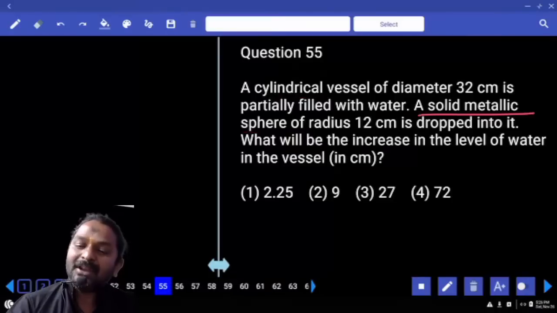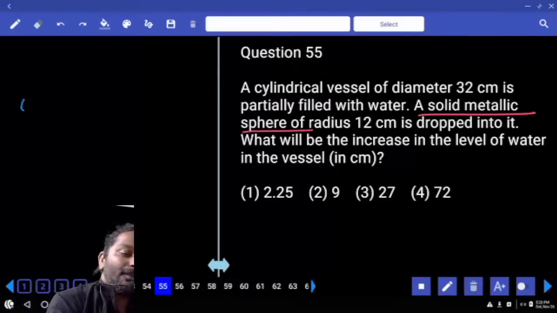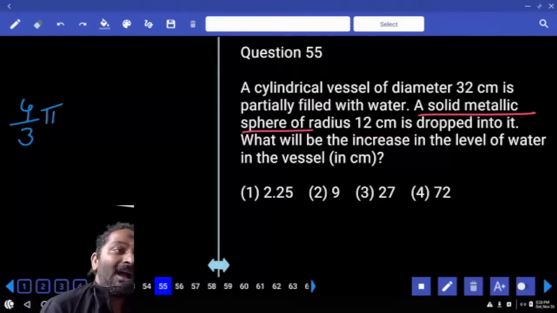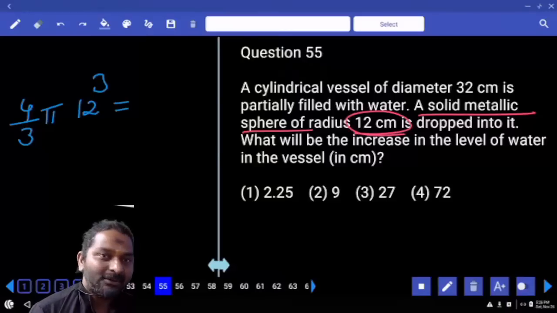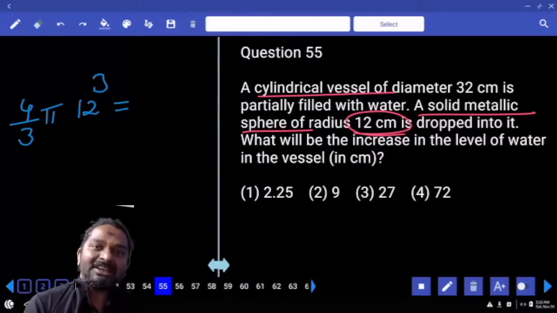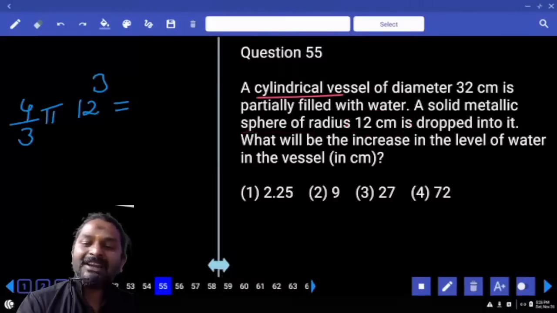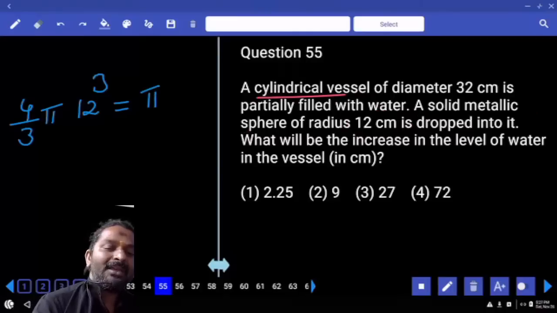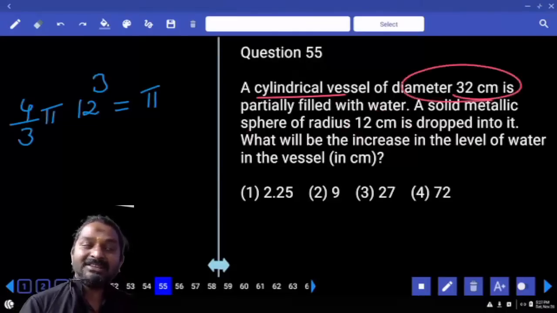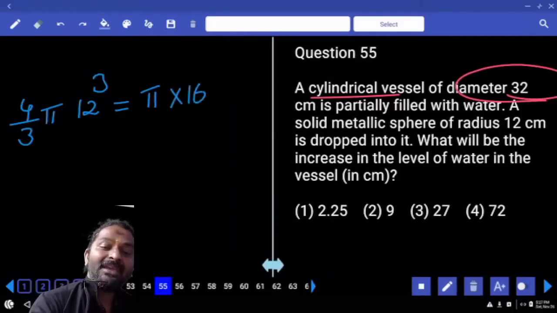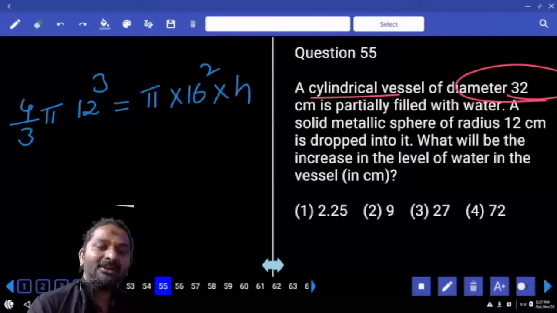Now, the sphere. What is the volume of the sphere? 4/3 pi r cube. What is its radius? So I'll write 12 cube. That must be equal to the volume of the vessel, in which the height will increase, correct? So I don't want to touch height here. Let it be h only. And for the cylinder, volume is pi r square h. What is the radius? 16. So pi 16 square height. Height only we want to calculate.